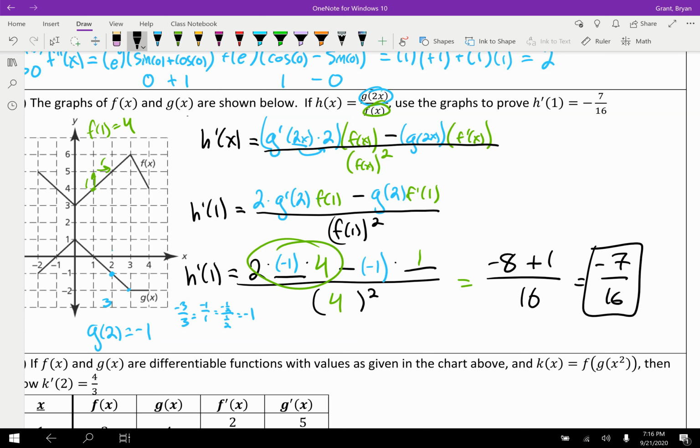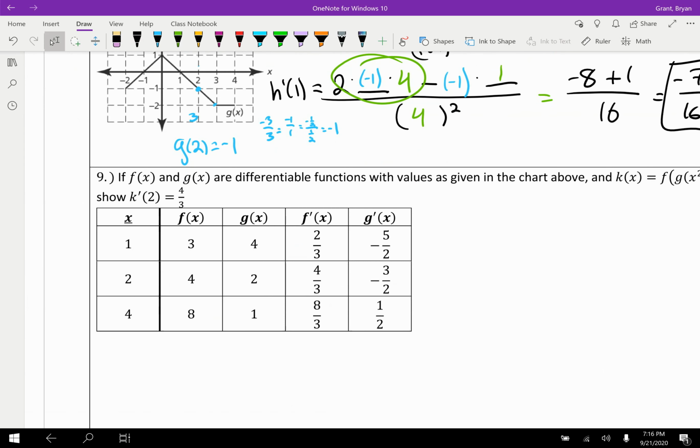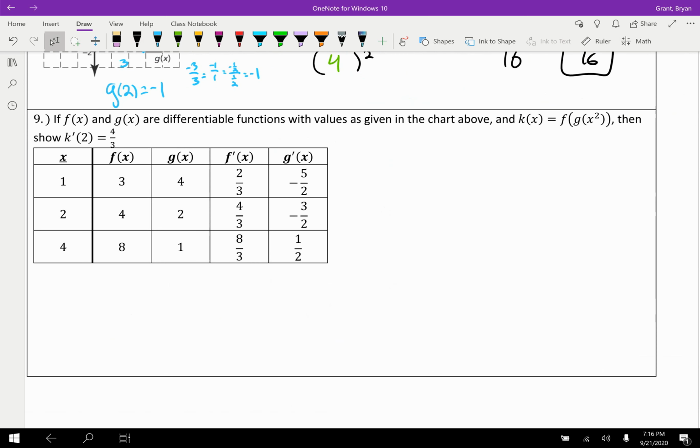Data presented numerically is almost always presented in a table like this, and there are actually whole classes on numerical methods or tabular data. So let's go ahead and finish off with a tabular data, a numerical problem. They are asking us to find k prime of 2, and rather show k prime of 2 equals 4/3.